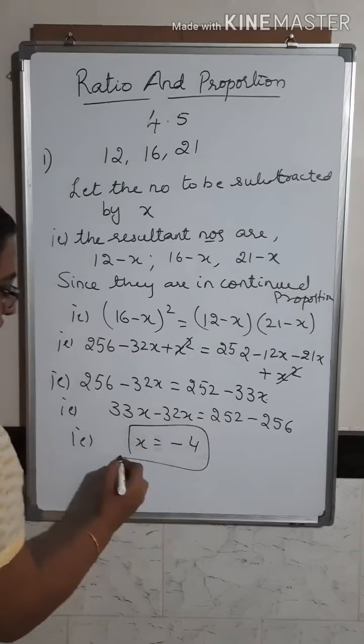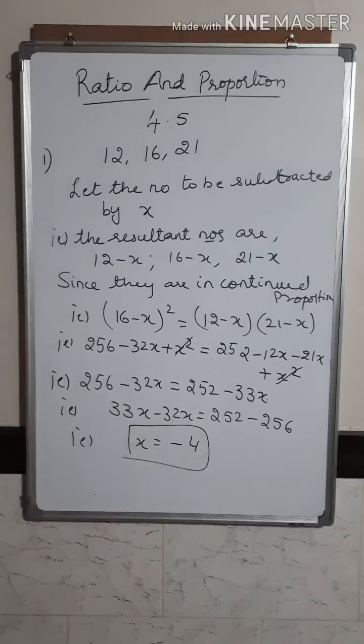So this is how you find out. The number to be subtracted to make the resultant ratio to be in continued proportion is x is equal to minus 4. So this is how you have to find out the term to be in continued proportion. What should be the value of x? So this is how you have to find it out.